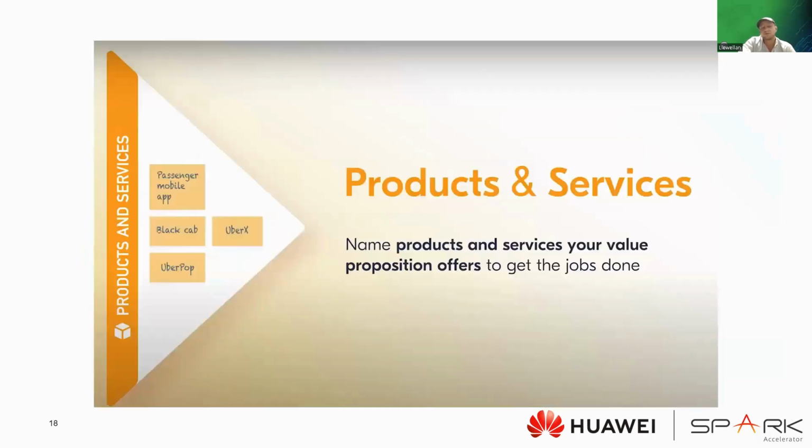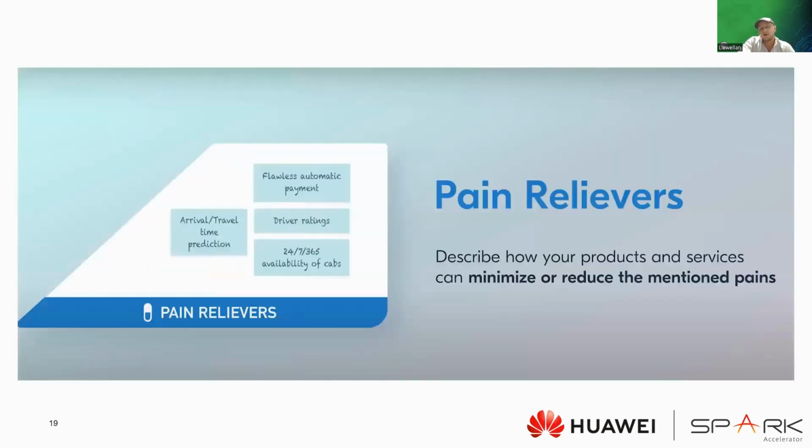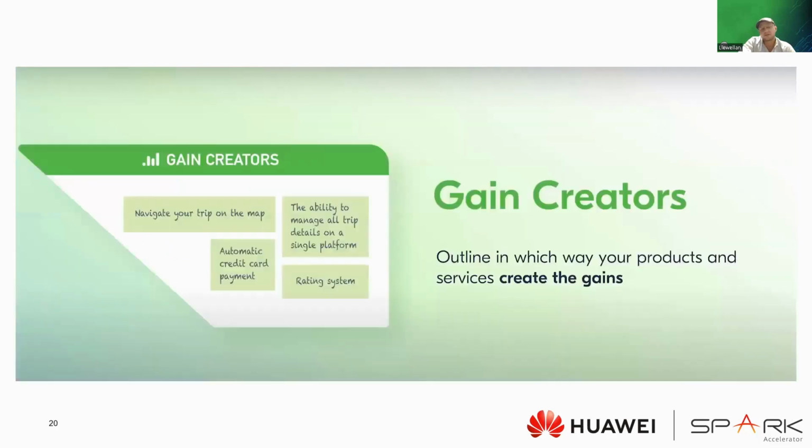So what did Uber develop? They developed a passenger mobile app. We had Black Cab, Uber X, Uber Pool, okay? And that was the product and service they built to solve the product market fit. What are the pain relievers from that? Flawless automatic payment system, driver ratings, 24/7, 365 availability of cabs, arrival and travel time prediction.